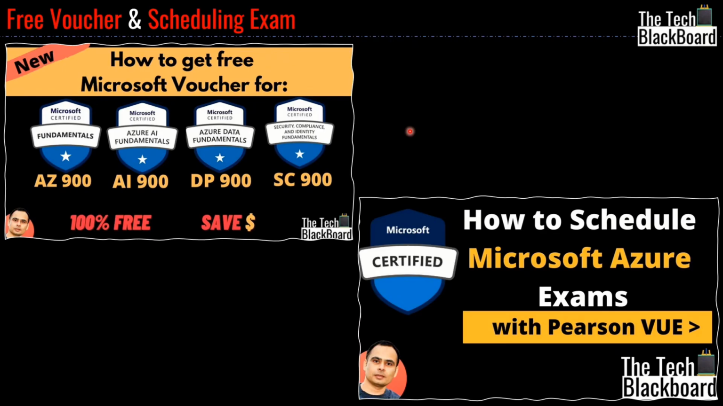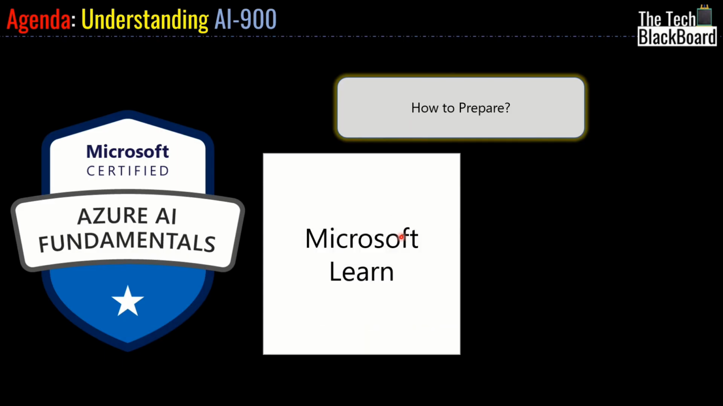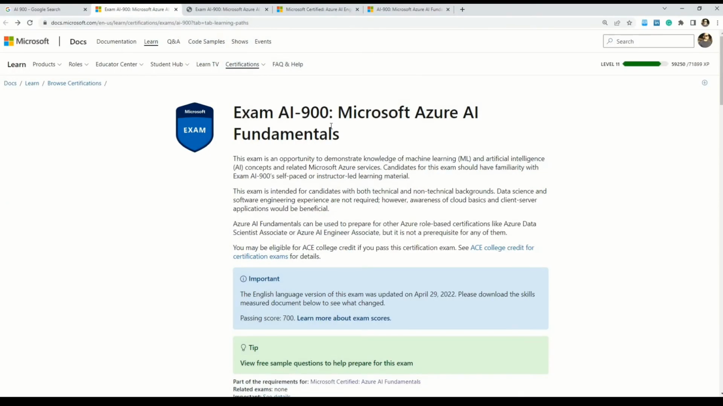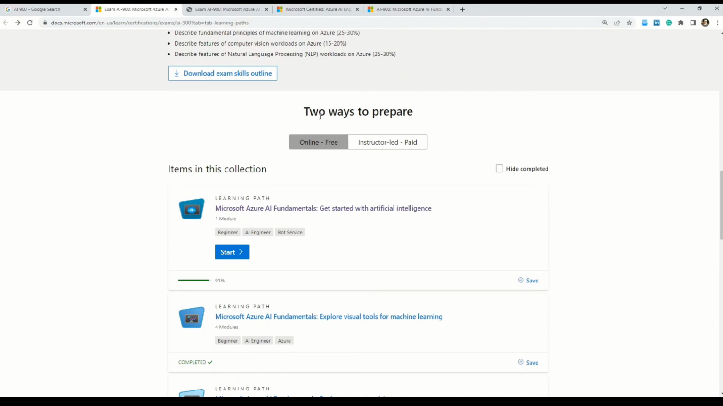Coming to the last but very important section, let's understand how to prepare for AI-900. The very first way to prepare for AI-900 and understand artificial intelligence and machine learning is none other than Microsoft Learn. And once again, coming back to the Microsoft official document for AI-900, scroll down a little and you will reach a section which says two ways to prepare. And here you can see one is online and free.